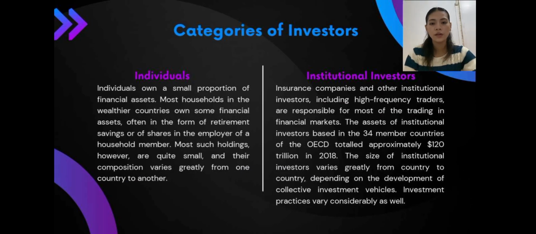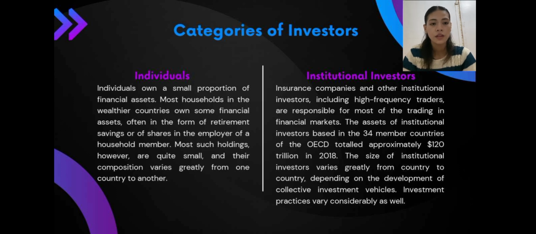There are two categories of investors, namely individuals and institutional investors. Individuals own a small proportion of financial assets. Most households in the wealthier countries own some financial assets, often in the form of retirement savings or of shares in the employer of a household member. Most such holdings, however, are quite small, and their composition varies greatly from one country to another.